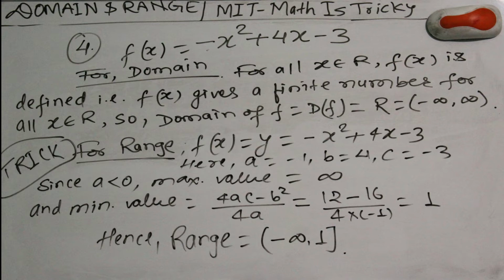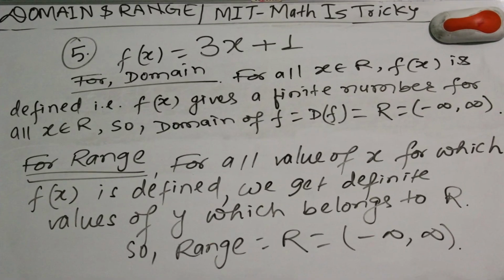Okay, because the coefficient of x square is negative, it means here the parabola will be turning downward. Now let's move to question number 5.